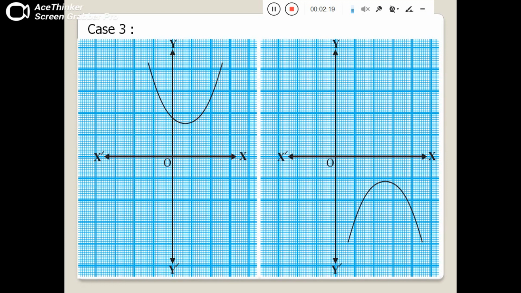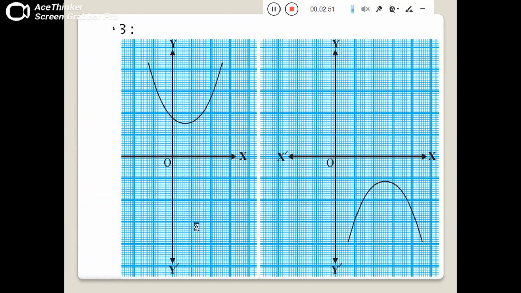Okay, see the third case. Here is the graph of the quadratic polynomial ax square plus bx plus c, and this is also. But the important thing is this graph does not intersect the x-axis at any point, and this is also not intersecting the x-axis at any point. It means this polynomial has no zero because it is not intersecting the x-axis at any point. Therefore, we conclude that.